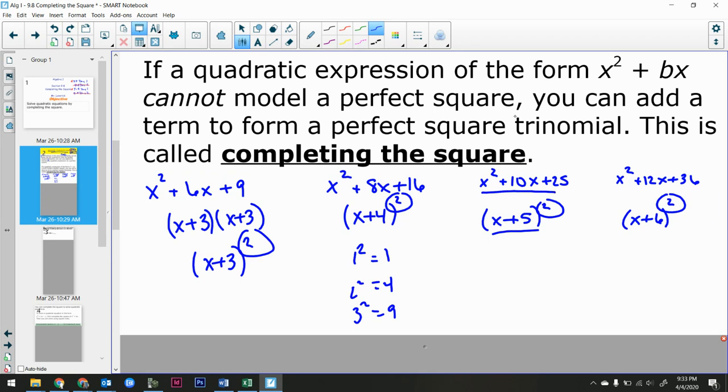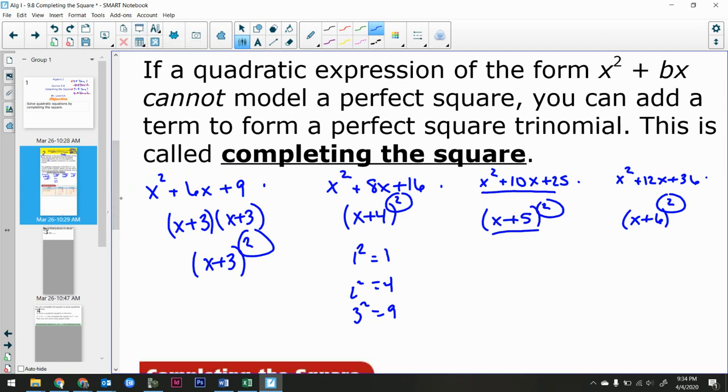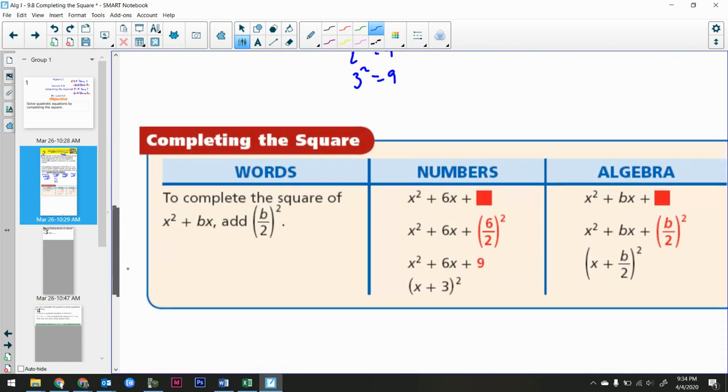Now, these are really nice to use, but the cool part about this method is that we can force this into happening, okay? We can force a trinomial into being a perfect square. And when we do that, it actually sets up pretty nicely when we go to solve it. All right, so let me teach you the process.